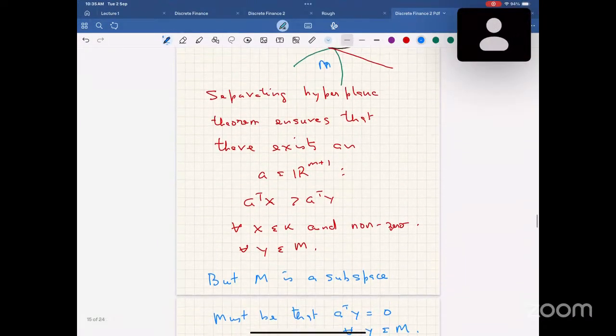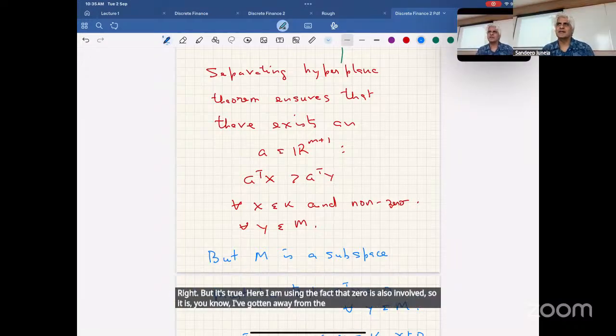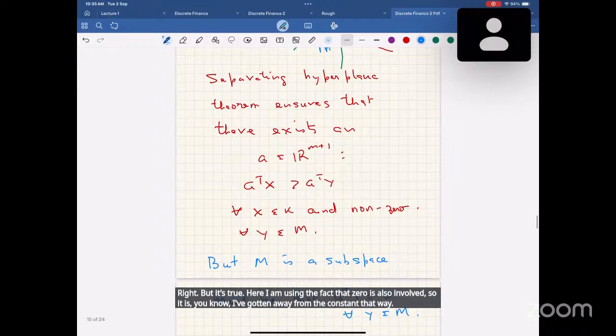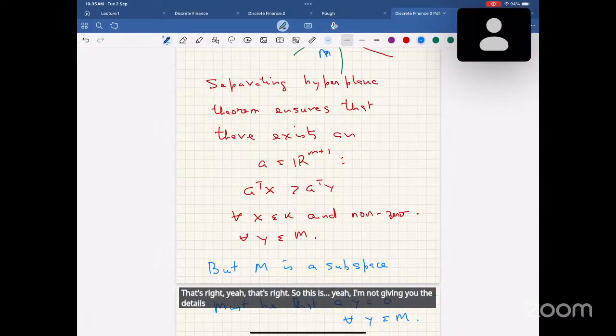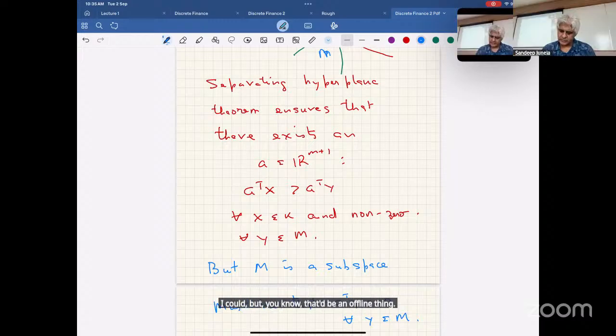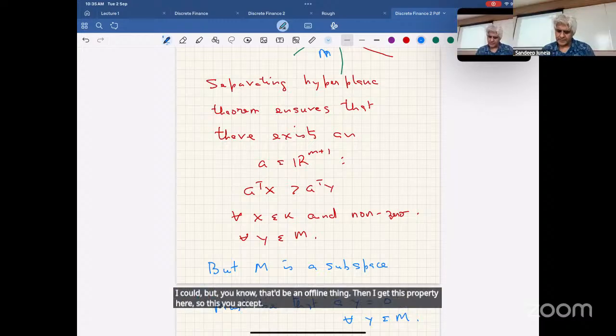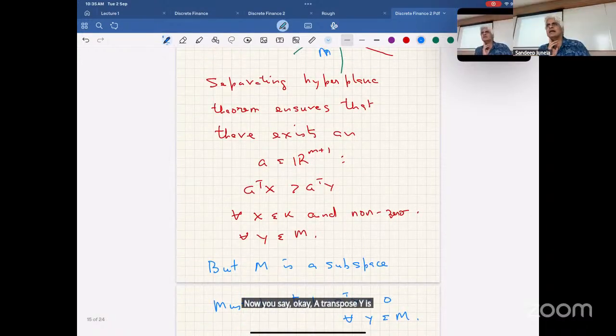Right. But here I am using the fact that the zero is also involved. So I've gotten away from the constant that way. That's right. I'm not giving you the details of this. I could, but let that be an offline thing. Then I get this property here. So this you accept.